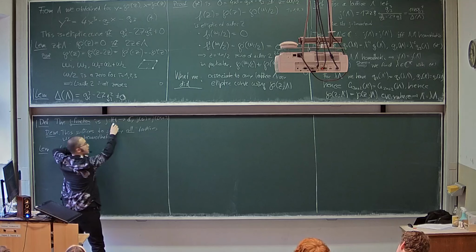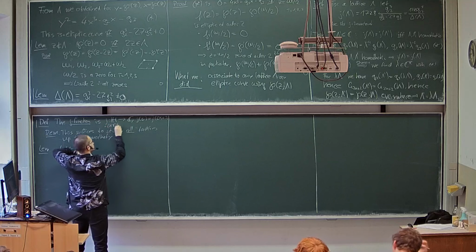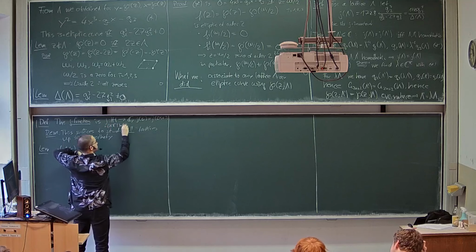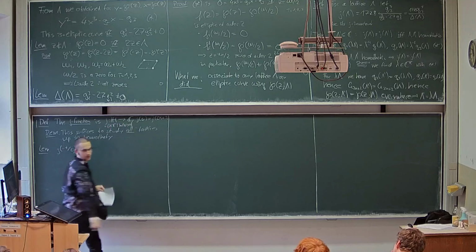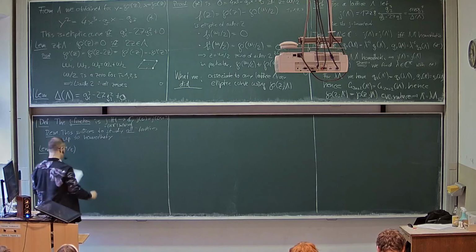What is this here? The upper half plane. So maybe let's write it down explicitly. These are the points which have imaginary part strictly bigger than 0. So only the upper half of the plane. Okay, thank you.